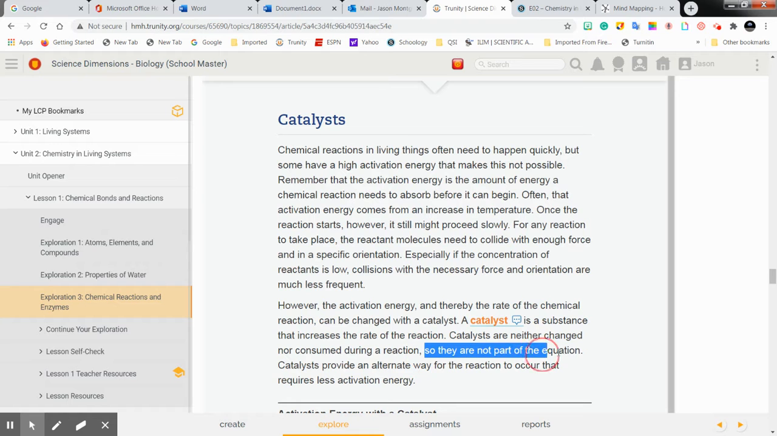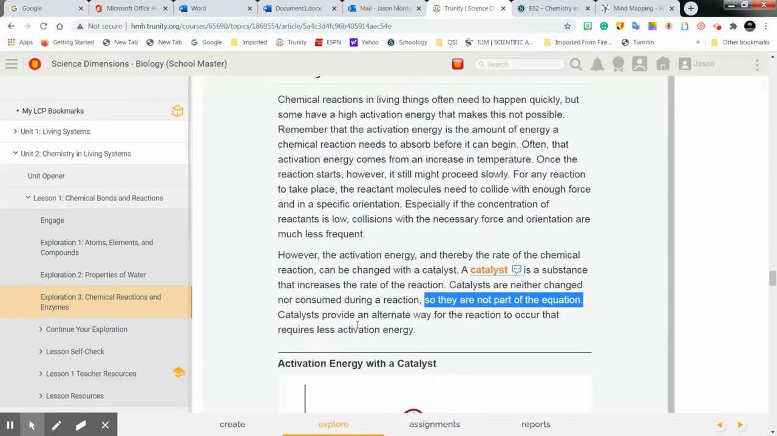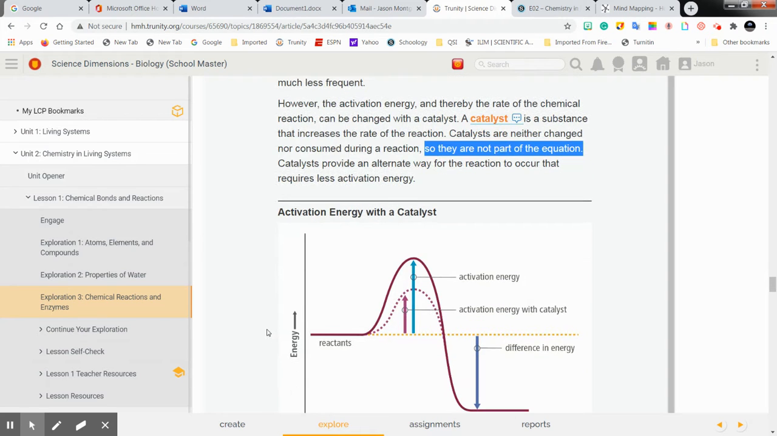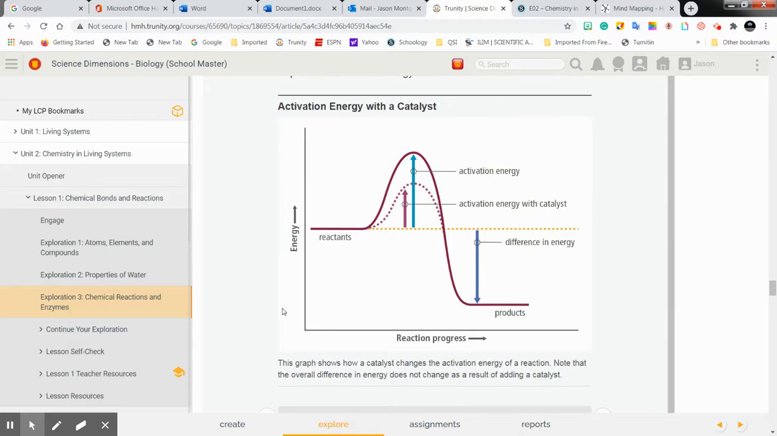So they're technically not part of the equation, right? So we don't account them as part of the equation. All right. So catalysts provide an alternate way for the reaction to occur that requires less activation energy. So that's kind of the whole point. Once you introduce a catalyst to a chemical reaction, it decreases the amount of energy you need to put into it before it can get started. All right. So this is kind of important.